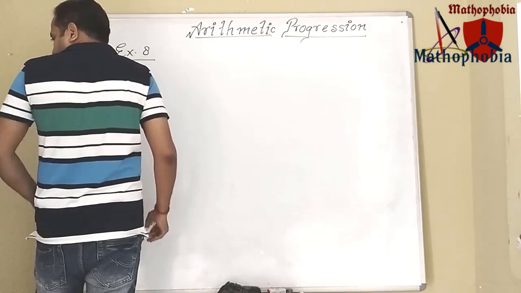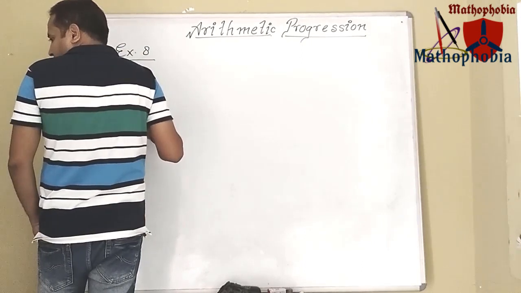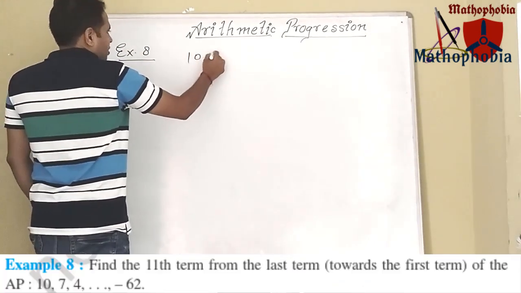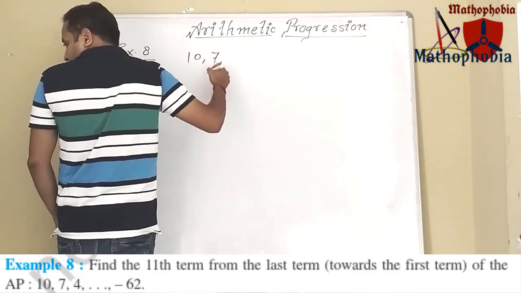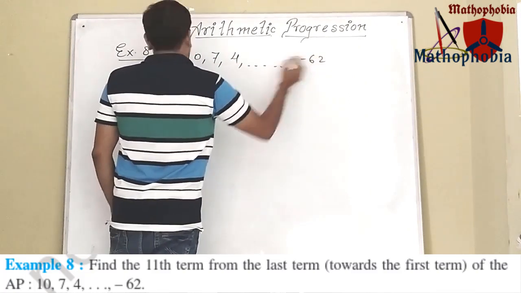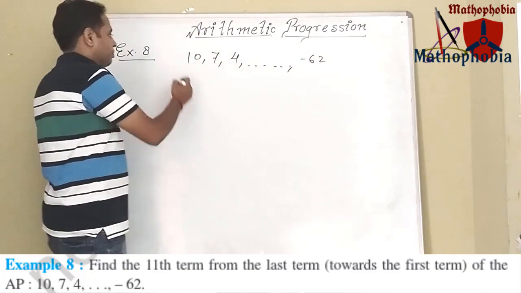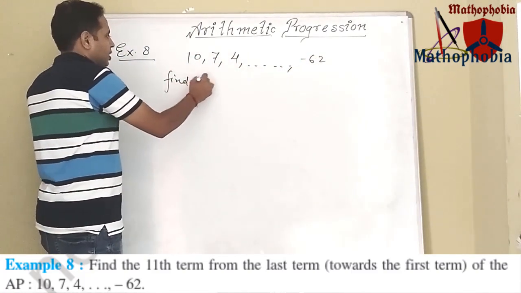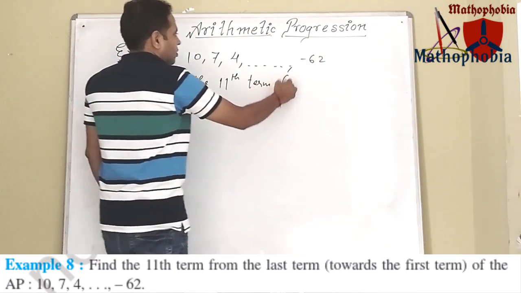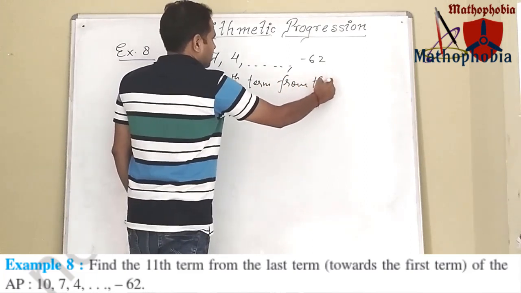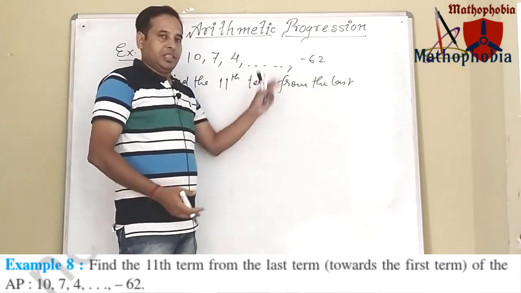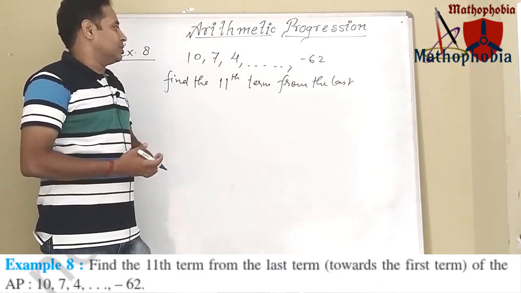It says that find the 11th term from the last of the given AP. An AP is given: 10, 7, 4, up till minus 62, and we need to find the 11th term from the last. Okay, last से 11th term निकालना. Okay, and an AP is given.